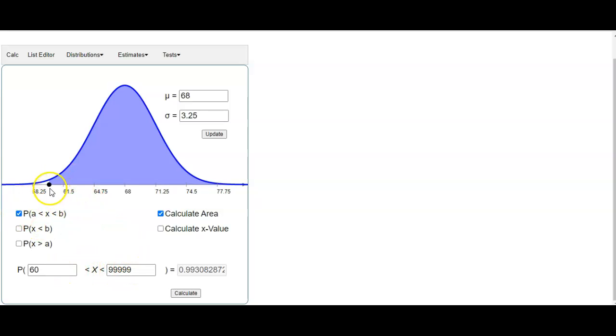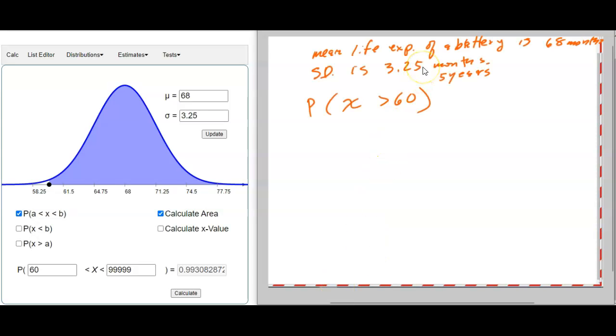And notice it gives you the picture. Here's 60 months. So really high likelihood, right? Look at that. Almost all of them. Very few would last fewer than 60 months. This is 99.3%. So we would say the probability would be approximately 0.9931, I guess. You want to round that 8 up, the 0 up to a 1 from the 8. Well, that's about 99.31%.